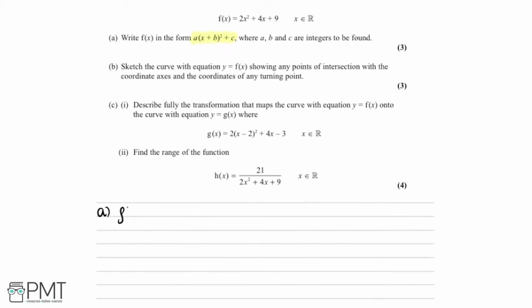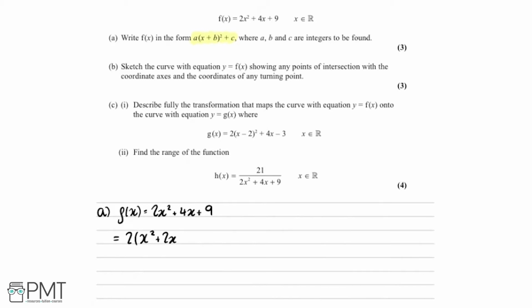We're going to start off saying f of x equals 2x squared plus 4x plus 9. We've got a slight issue here because we've got a coefficient of x squared which isn't 1. Here we've got 2x squared. This isn't too much of an issue because we can just factorise out the 2, so we're just left with a single x squared. Brilliant. So I'm going to bring the 2 out the front of the brackets, and we're left with x squared plus 2x.